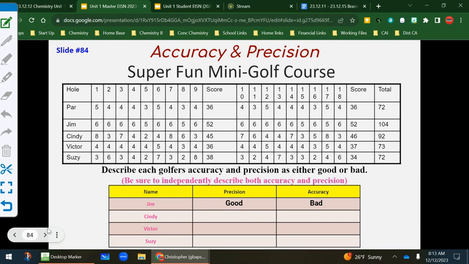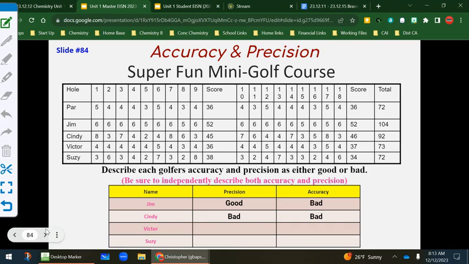So what would we say about Cindy's precision? She's not precise. I would say her precision is bad. I would agree with that. That's bad precision. How about her accuracy? She shot a 92. She was supposed to shoot a 72. I would agree, that is not the greatest. That would be bad.